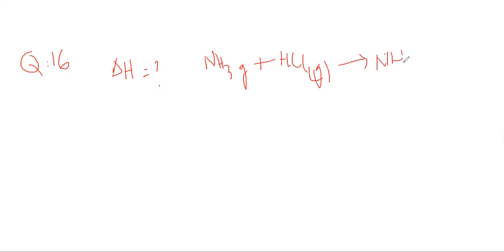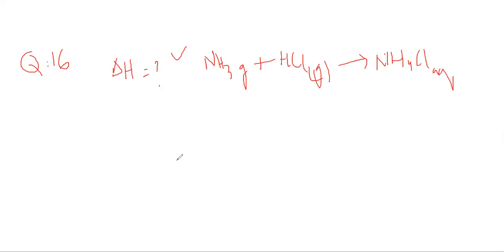Let's start. By applying Hess's law, calculate the enthalpy change for the formation of an aqueous solution of NH4Cl from NH3 gas and HCl gas. Basically, we have to calculate delta H for the reaction in which ammonia gas reacts with hydrogen chloride gas and gives you aqueous ammonium chloride. This is the requirement.